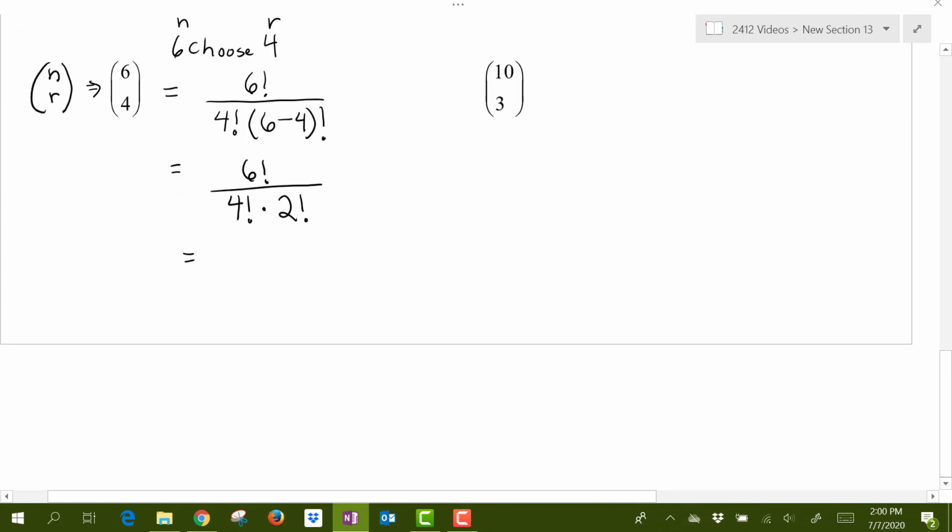Okay, now we're going to do the same thing we did before. We're going to look at the top or the bottom and find the largest factorial, and stretch that out using that factorial expansion until it matches a factorial at the bottom. So at the top I'm going to do 6 times 5 times, and I'm going to stop at 4 factorial, because 4 factorial matches that 4 factorial at the bottom.